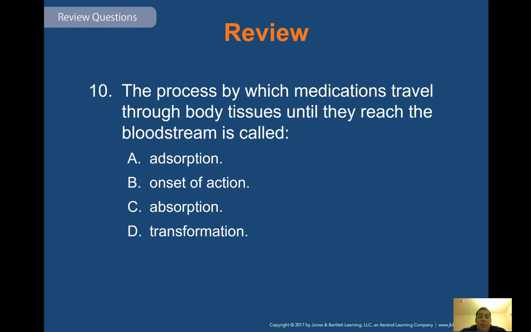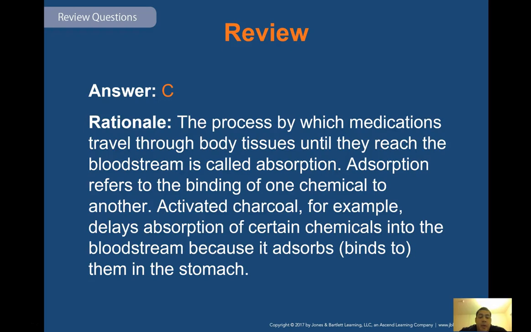The process by which medications travel through body tissues until they reach the bloodstream is called... C. The process by which medications travel through body tissues until they reach the bloodstream is called absorption. Adsorption refers to the binding of one chemical to another. So activated charcoal, for example, delays absorption of certain chemicals into the bloodstream because it adsorbs, binds to them in the stomach. It acts as a sponge, basically. So if somebody overdoses on pills within the hour, we could give them activated charcoal, and it adsorbs to the pills in the stomach. It acts as a sponge.